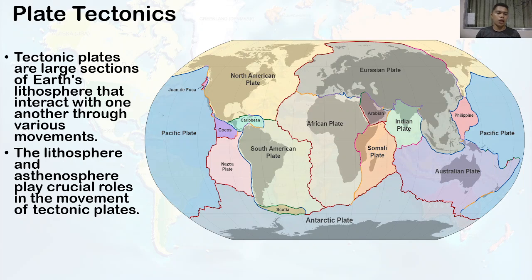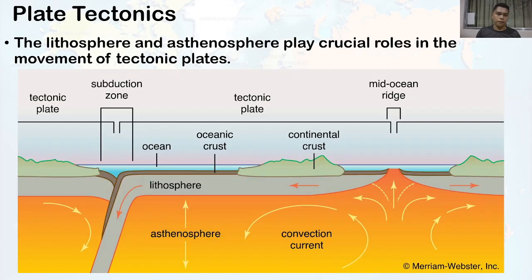What is the asthenosphere? This is a portion of the Earth below the lithosphere. We can find some figures as we go on with this topic. So the lithosphere and asthenosphere play crucial roles in the movement of tectonic plates. This is where the asthenosphere is located, below the crust and probably partly in the mantle of the Earth, where magma is formed. The lithosphere is the outer part of the Earth as well.